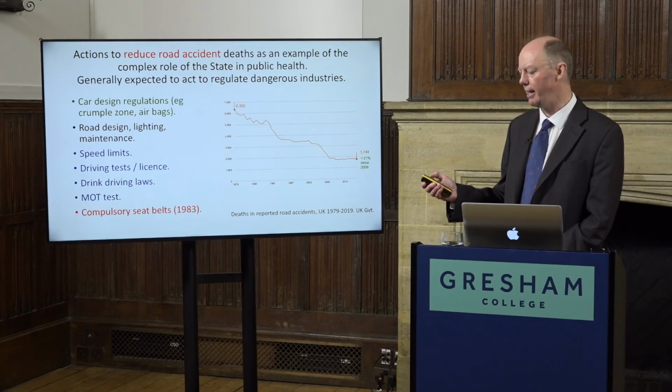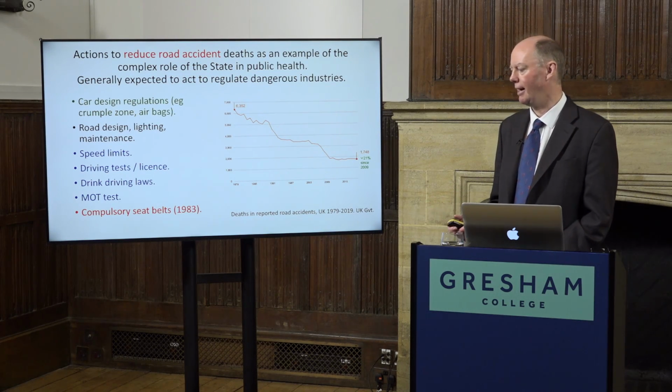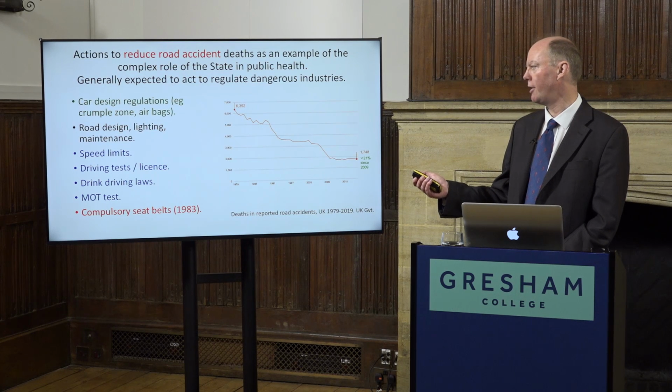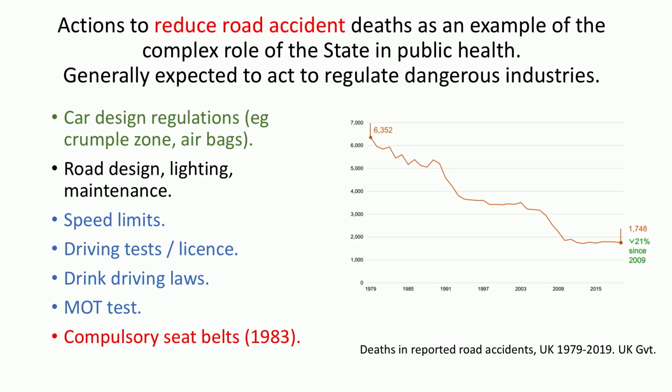The combination of all of these has led to a very substantial reduction in deaths from road traffic accidents from cars. So what we have, road accident deaths in the late 70s, over 6,000 a year. Now, in this period, 2019, the last for which we have full data, 1,748. That's a very substantial reduction. And this is through incremental activities, much of which was spurred on by state regulation or state decisions.